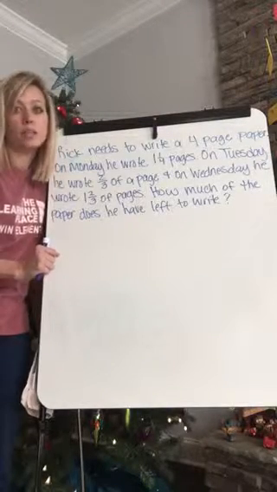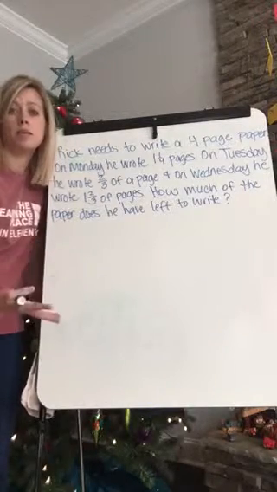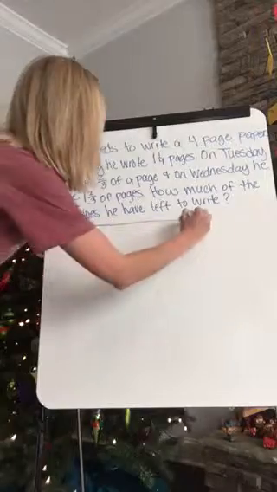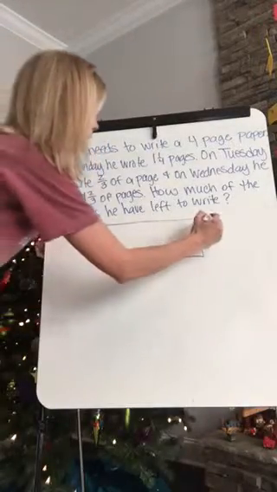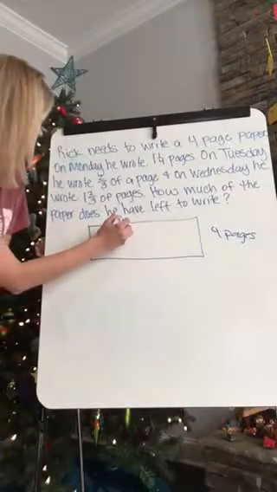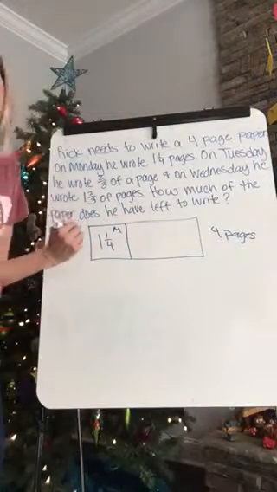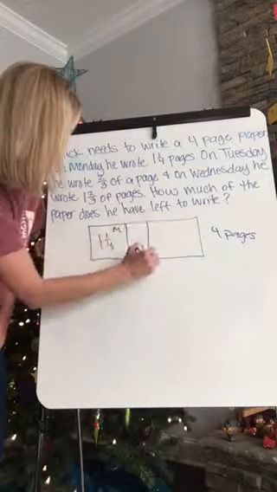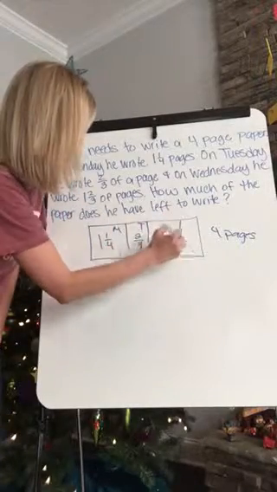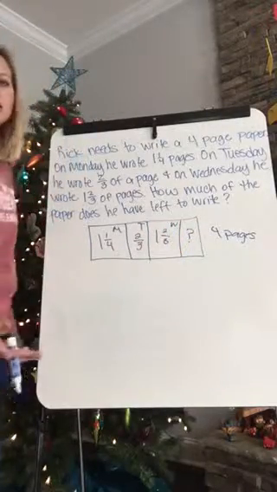Okay, so I hope you took a minute and worked it out, or at least tried to work it out. So I'm going to show you a couple different ways that we could approach this problem, and maybe you tried one of those ways. So if we think about this on our model, we've got our whole 4 pages that he has to write. On Monday, he wrote 1 1/4. Tuesday, 2/3. On Wednesday, he wrote 1 2/3. So right here is how much we have left to write.